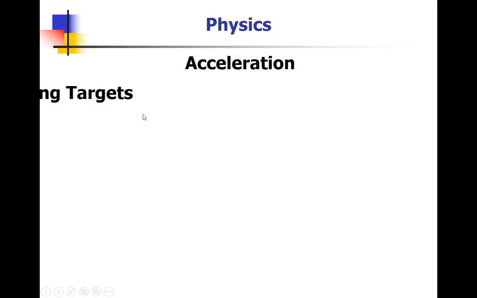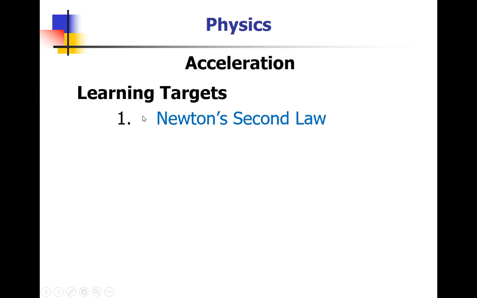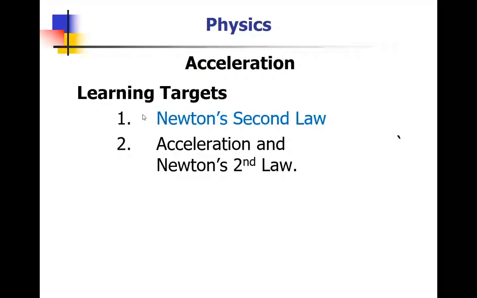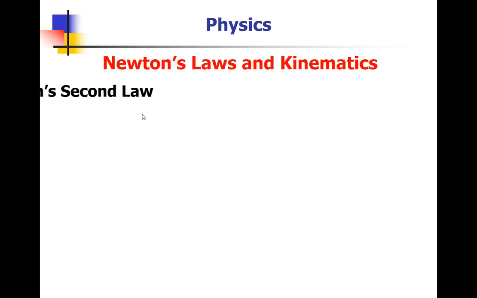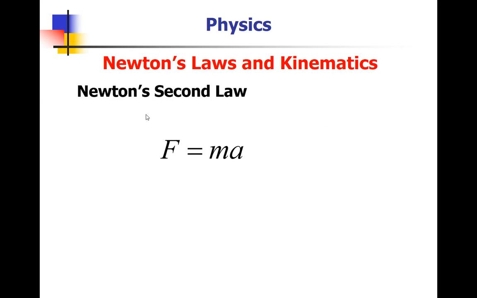Welcome back, physics fans. Today, we're going to go back to Newton's second law of motion and find out what happens when we use the kinematics definition of acceleration. We know that Newton's second law is deceptively simple: F equals m times a. Well, there's more to it.